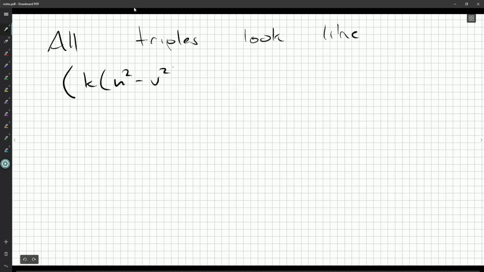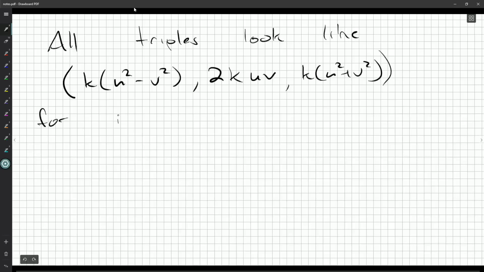So all Pythagorean triples look like k times (u squared minus v squared), 2 times k times u v, and then k times (u squared plus v squared). So this is a nice way to write out Pythagorean triples. You will get overlaps, I believe. Let me just say for non-negative u and v. Well, you don't really use the zero case, so let's say positive.